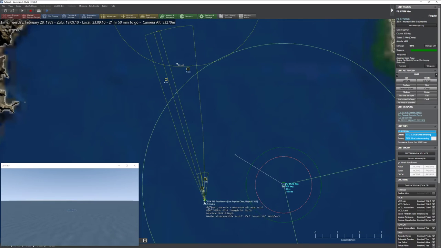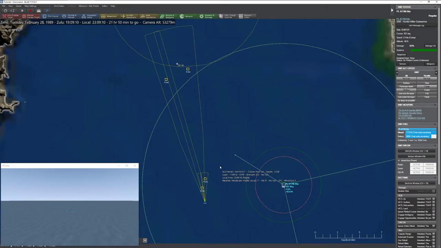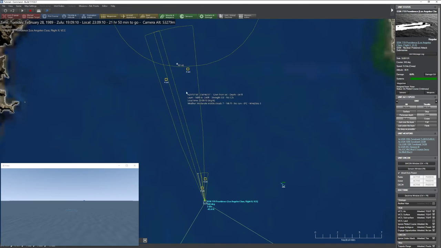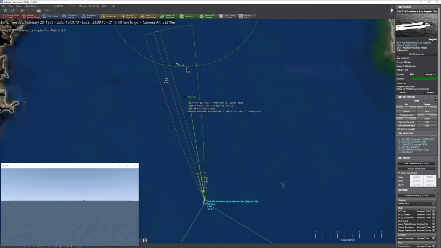Pause. Okay. Back down to shallow. He's probably already knows we're out here, so we're going to have to work fast. All right. They're going to be in here somewhere. Let's go ahead and do a couple tomahawks here.